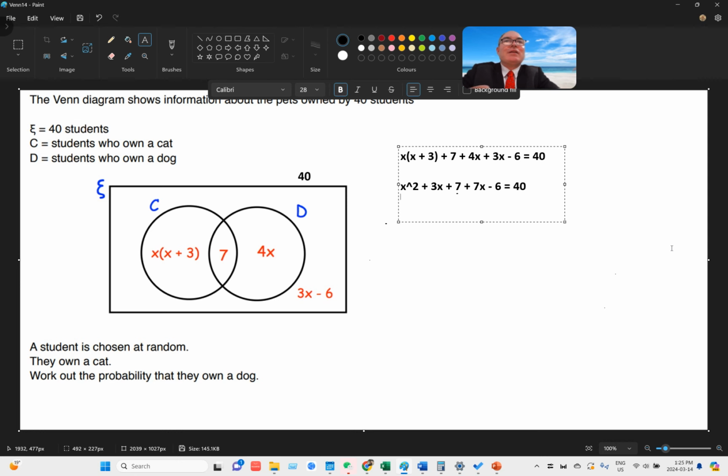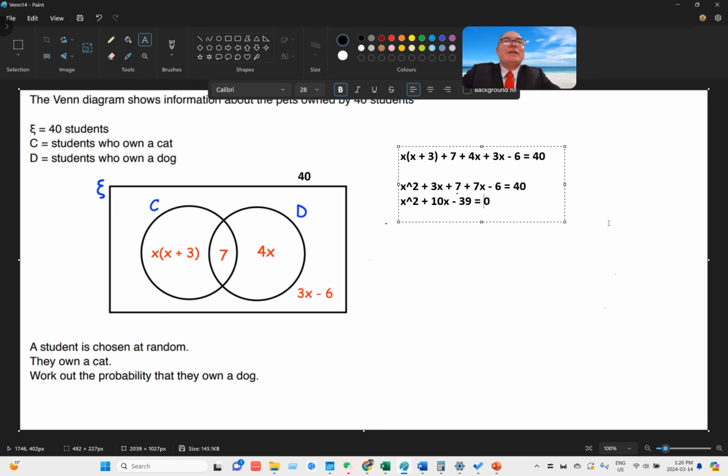Now I'm going to bring everything to the left side and collect like terms. I've got x squared plus 10x, that's the 3x plus the 7x. Then plus 7 minus 6, that's going to be 1. Then I'm going to take away 40, so that gives me minus 39 is equal to 0.